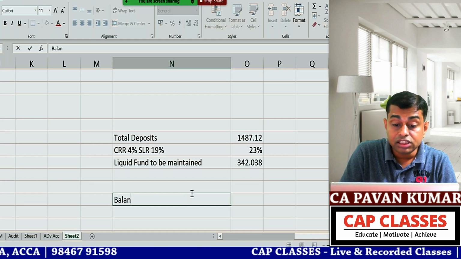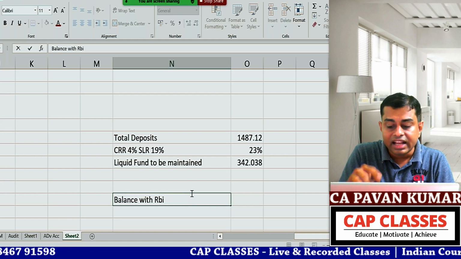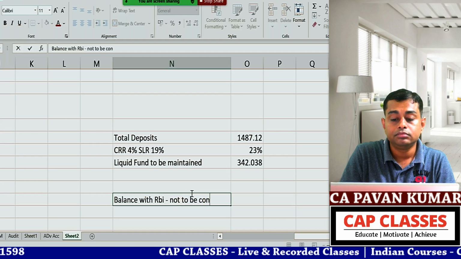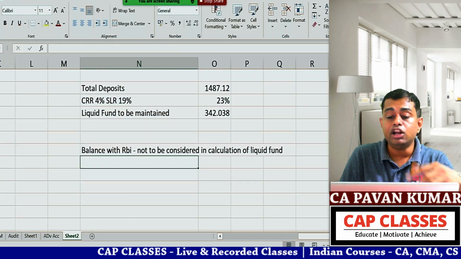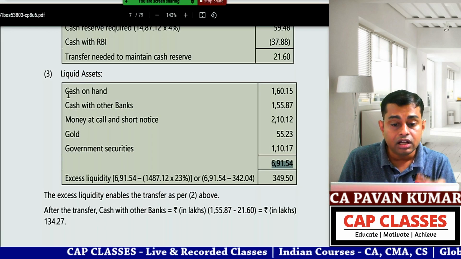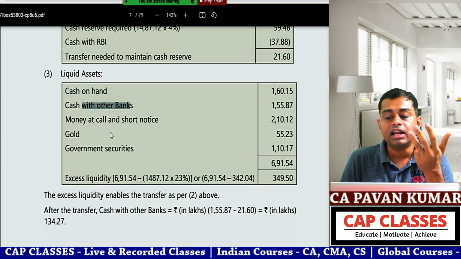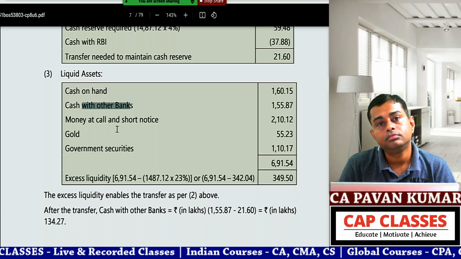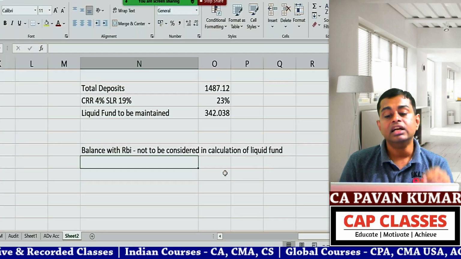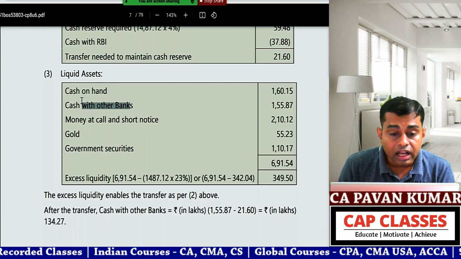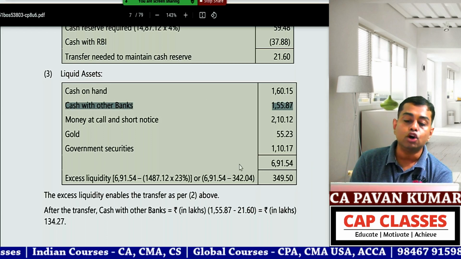Remember, balance with RBI is not considered in the calculation of liquid fund. In this liquid fund, cash on hand is there, cash with other banks is there, money at call and short notice is there, gold is there, government security is there. Because we have excess liquidity, there will be no problem in reducing this and increasing the RBI balance. That is the conclusion they have given.